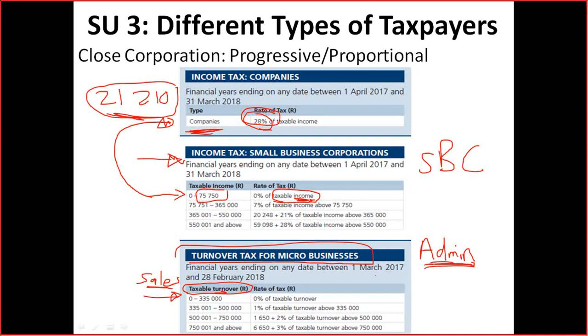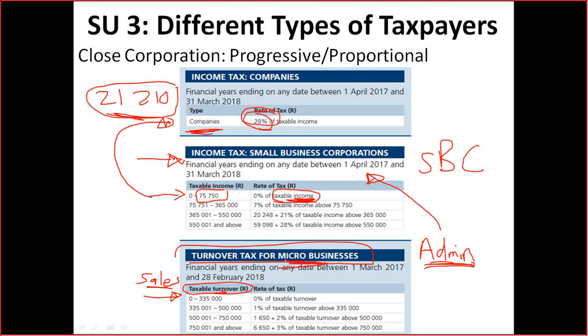So admin is something that a business would have to do if they're an SBC, Small Business Corporation. And the admin would be required because you're needing to work out your taxable income. Would you have to keep all your receipts? Would you have to keep all your invoices, etc.? Yes, sir. Of course you will.